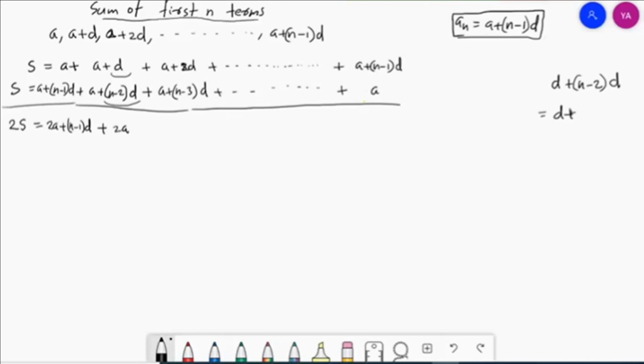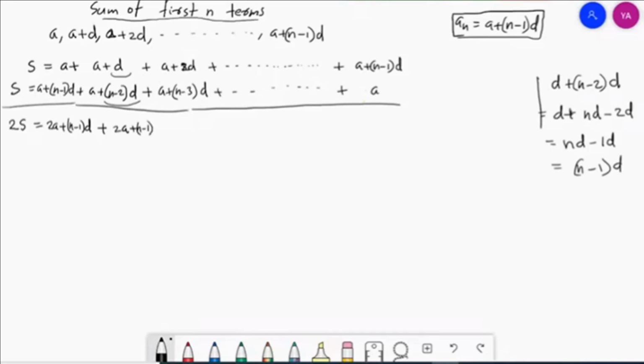Look here, I'm writing here. D plus n minus 2 times D we want to add. Just remove the bracket: D plus nD minus 2D. So nD you can write first, then D minus 2D becomes minus 1D. Now you can take D outside, so it becomes n minus 1 times D. No need to write this step; you can do it in your mind: D plus n minus 2D becomes n minus 1 times D. So here, 2A plus n minus 1D for the second sum.